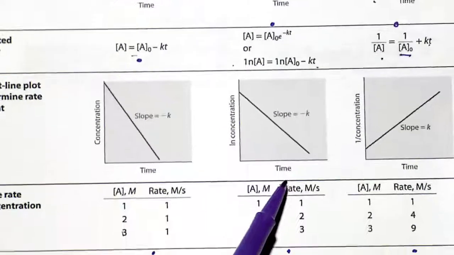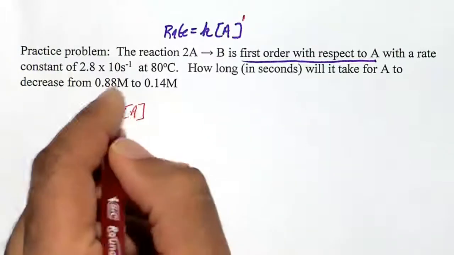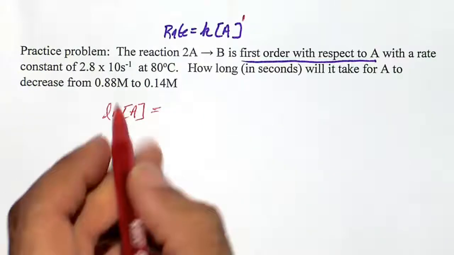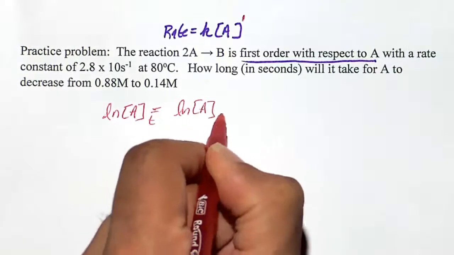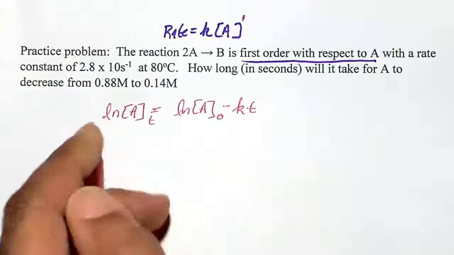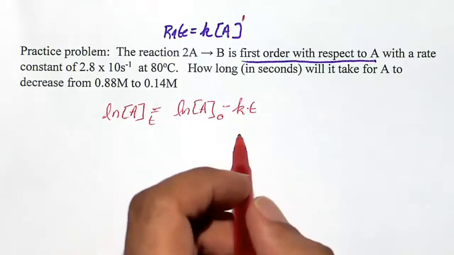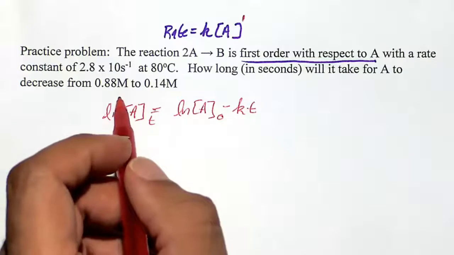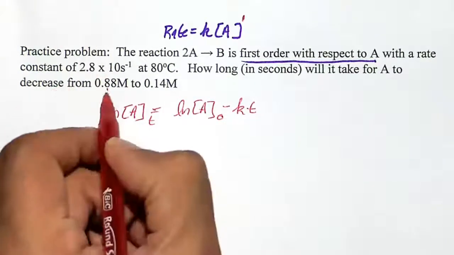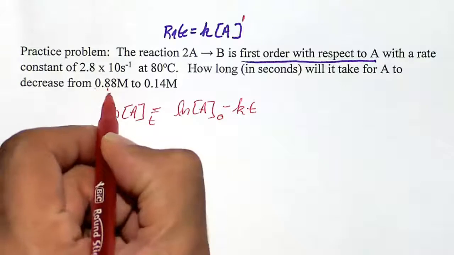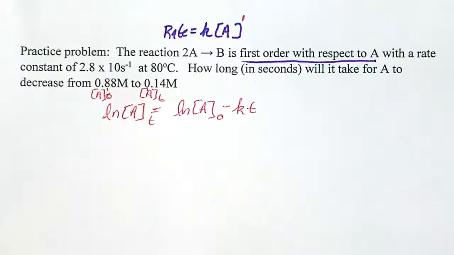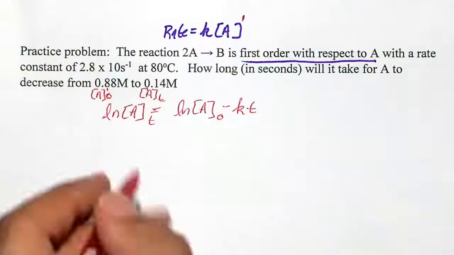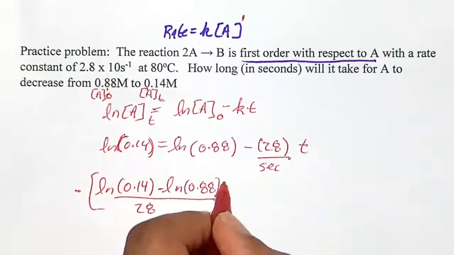Okay, time. So we have the natural log of A at some time t is going to equal the natural log of the initial concentration minus Kt. And then the time is what we're trying to solve for. The initial concentration is this. It's a decay, so we're going initially from 0.88 molar to 0.14 molar. Remember, A has to decrease over time, and it's decreasing with first order kinetics. Minus sign here, minus 2.8 times t.